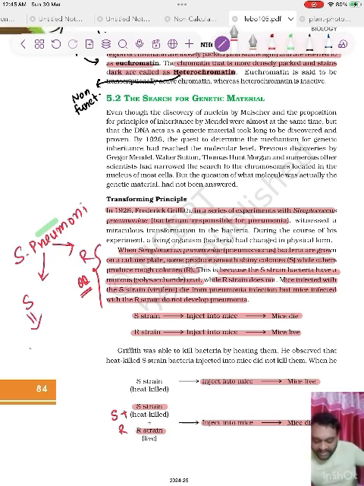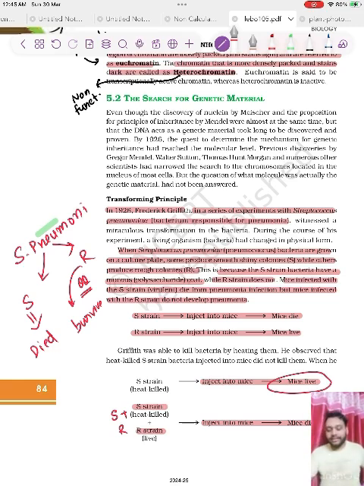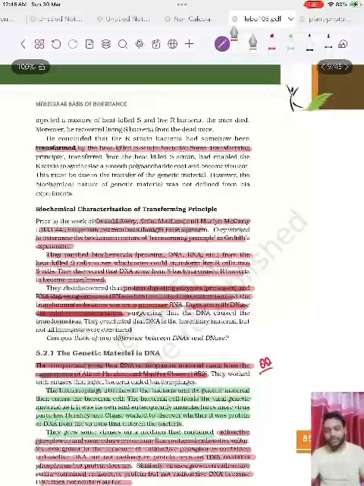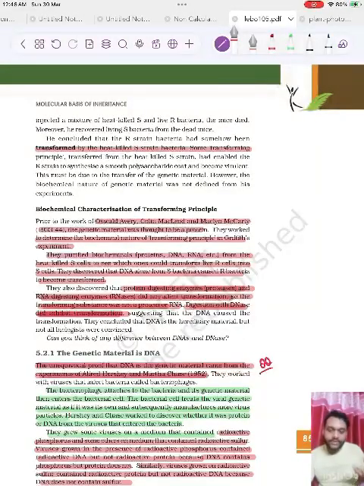When he injected the smooth strain into mice, they died because the smooth strain was virulent. The rough strain was non-virulent, so the mouse survived. Then when he heated and killed the S strain and injected it into mice, they lived. Then when he mixed the heat-killed S strain with a live R strain and gave it to a mouse, the mouse died. So this was Griffith's experiment.